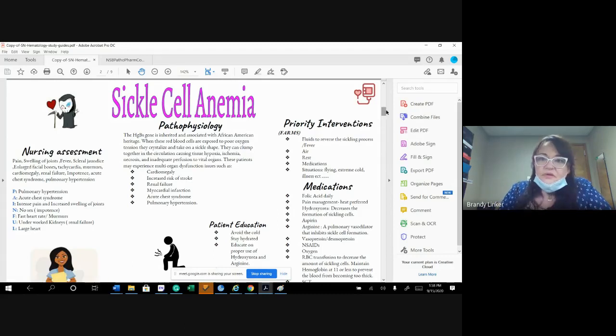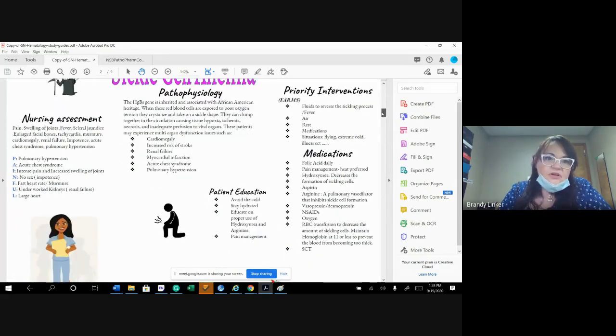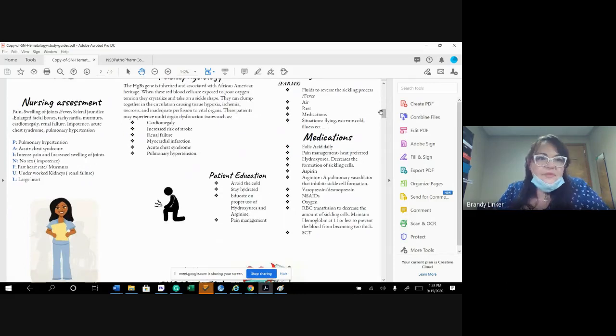All right. So what are you going to see in these people? Nursing assessment: you're going to see pain. Pain is the main symptom of sickle cell anemia. A lot of these patients take a lot of pain medications every day. They're in pain most of the time in their lives.